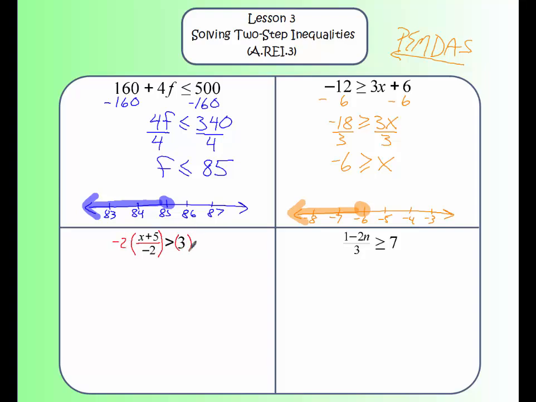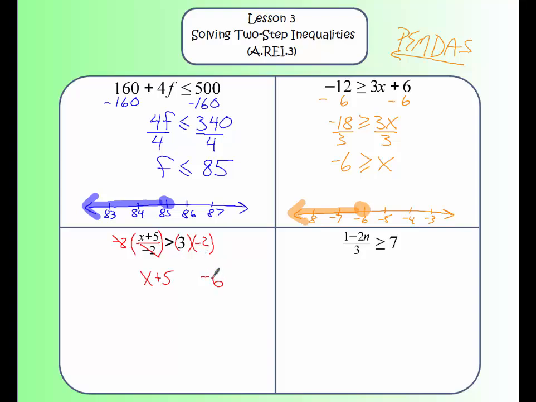And then I have to do the same on this side, multiply by a negative 2. Notice I'm using parentheses to signify multiplication. If I multiply on this side by negative 2, these negative 2's cancel out, they become a 1, and I'm left with just x plus 5. On the right hand side, I have 3 times negative 2, which is negative 6.